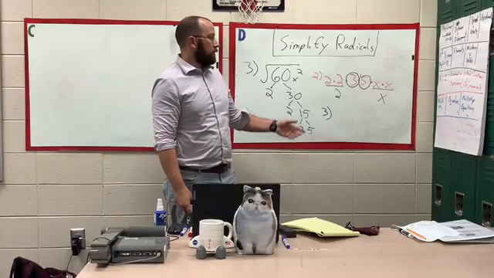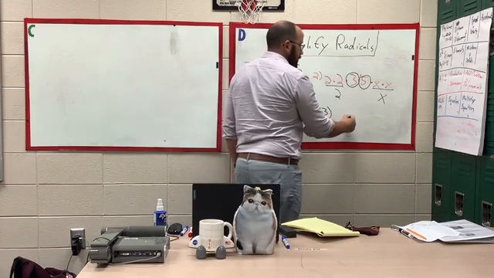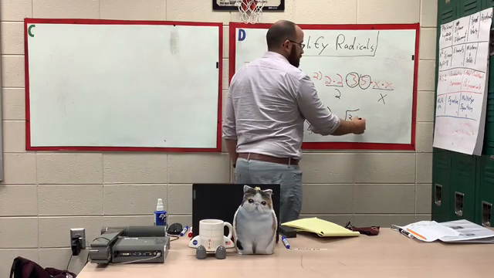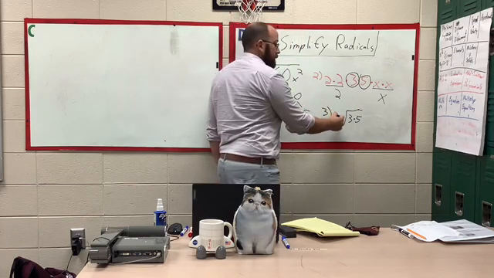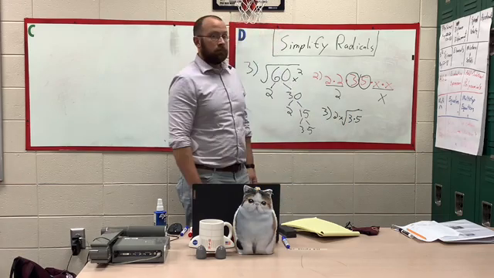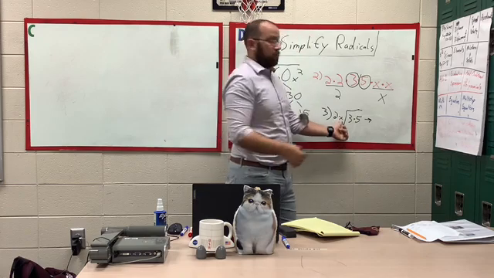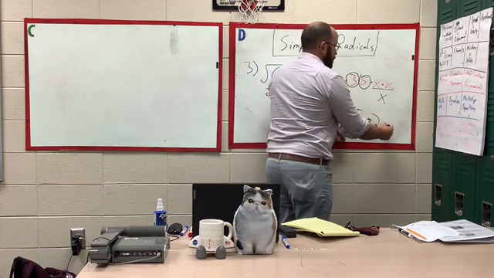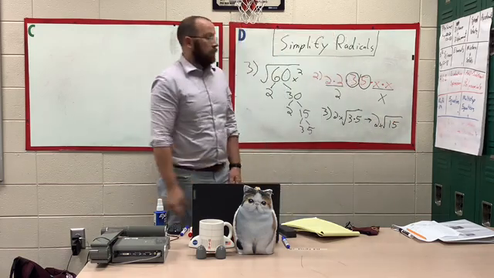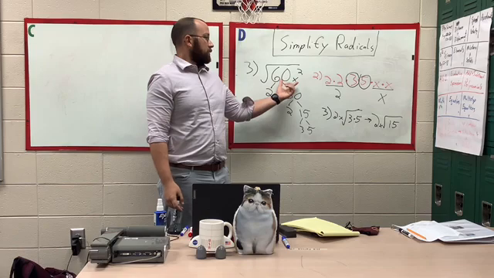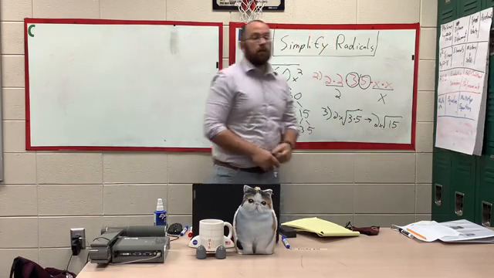Step 3, we just want to write this in the radical. So inside the radical, we have a 3 times a 5. Outside the radical, we have a 2 times an x. So now we have to simplify this even more. What's 2 times x? It's just 2x. What's 3 times 5? 15. And there you go. 60x squared simplified is 2x square root of 15.